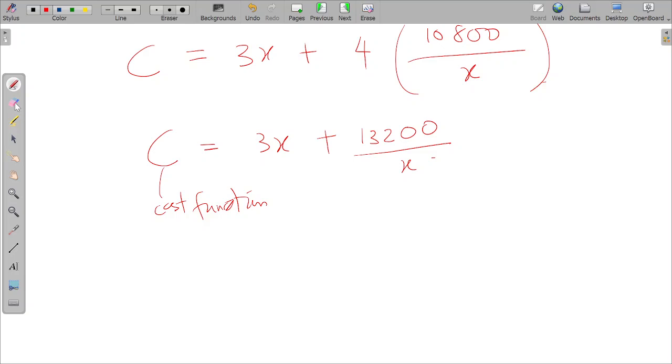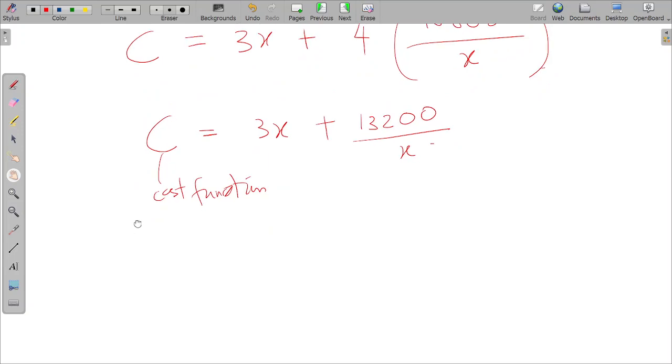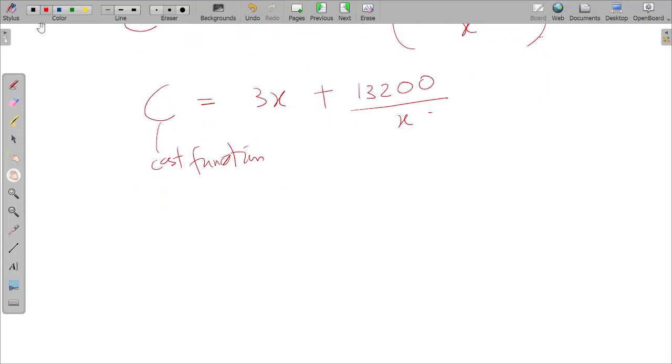This cost function is now giving us this. So what do we do now? We have the function already. In our first derivative test or second derivative test, we need to find the derivative first.